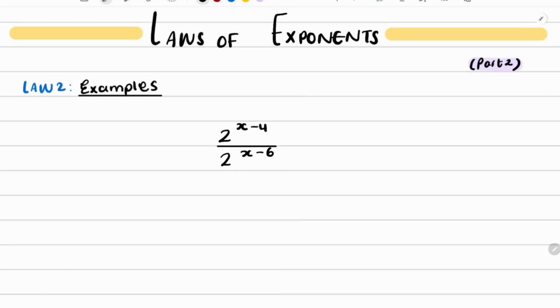Okay, so with this example, we have 2 to the power of x minus 4 being divided by 2 to the power of x minus 6. Again, as you can see, the bases are exactly the same, and we are dividing, so we are going to subtract the exponents. And so this is going to be 2 to the power of x minus 4. That's the top exponent. And we need to subtract this by the bottom exponent. But do you notice that the bottom exponent has two terms?